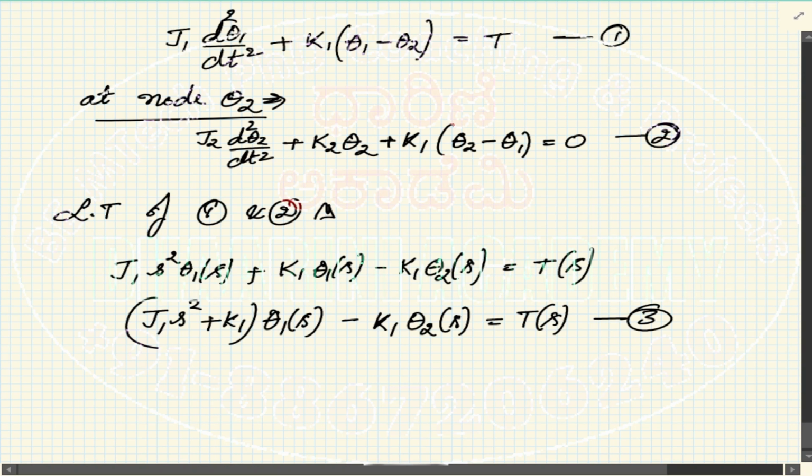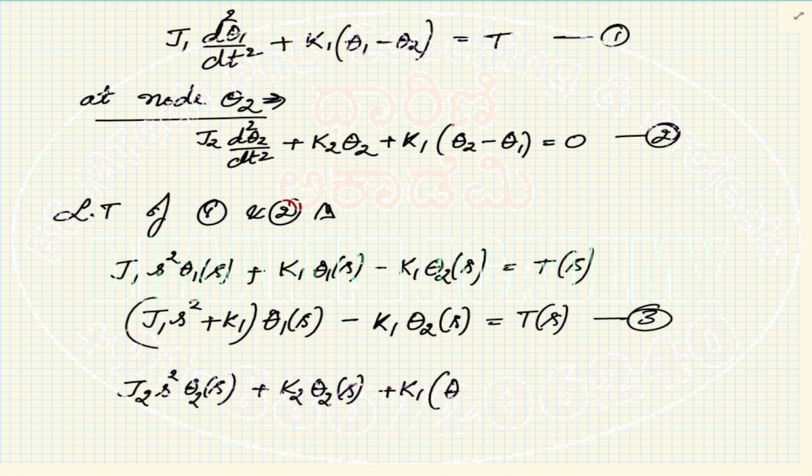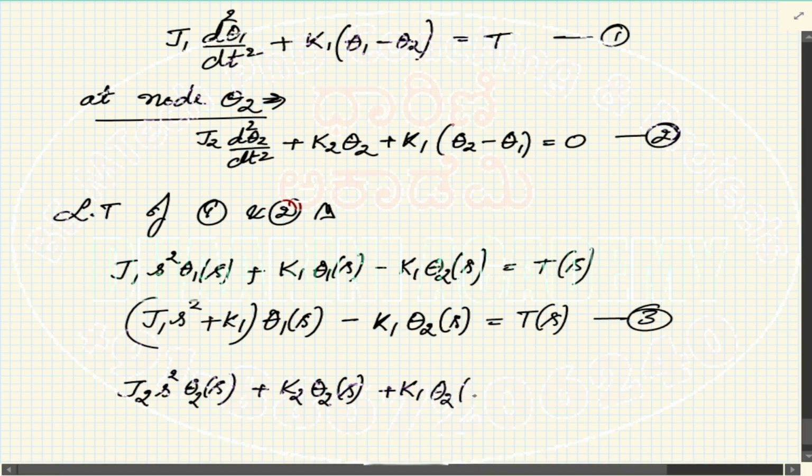Similarly, let's take the Laplace of the equation number 2. So that is, I think we have J2 s squared theta 2 of s plus K2 into theta 2 of s plus K1 times theta 2 minus theta 1 equals to 0. So we club theta 2 of s, sorry, I think I have to write s over there. So I write in this way. So this is K1 into theta 2 of s minus K1 into theta 1 of s is equal to 0.